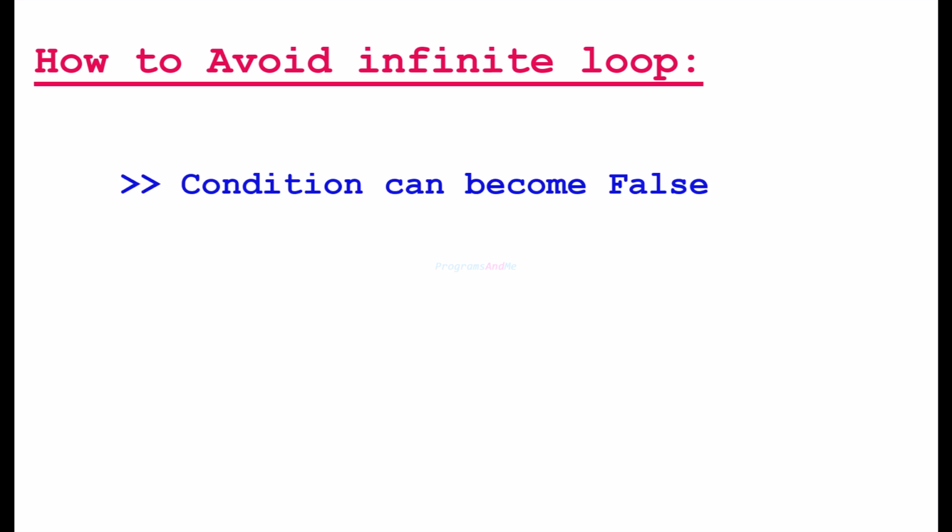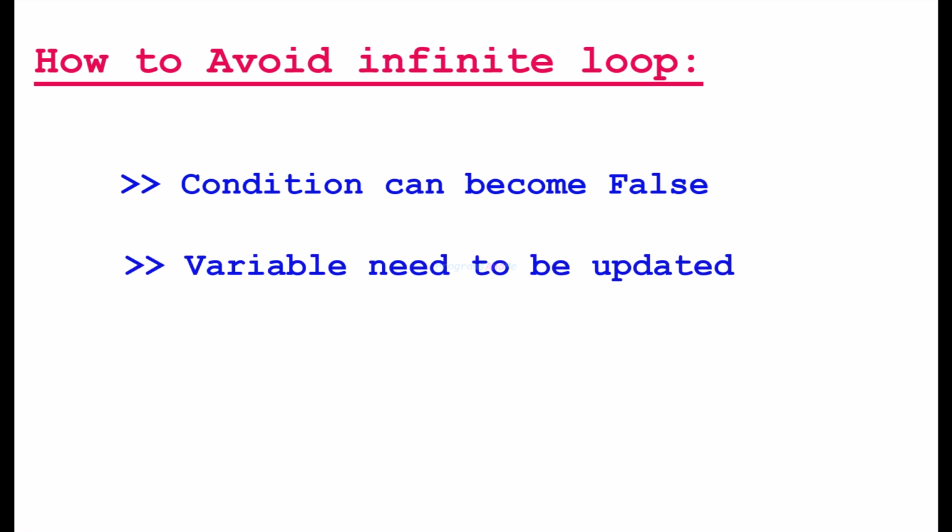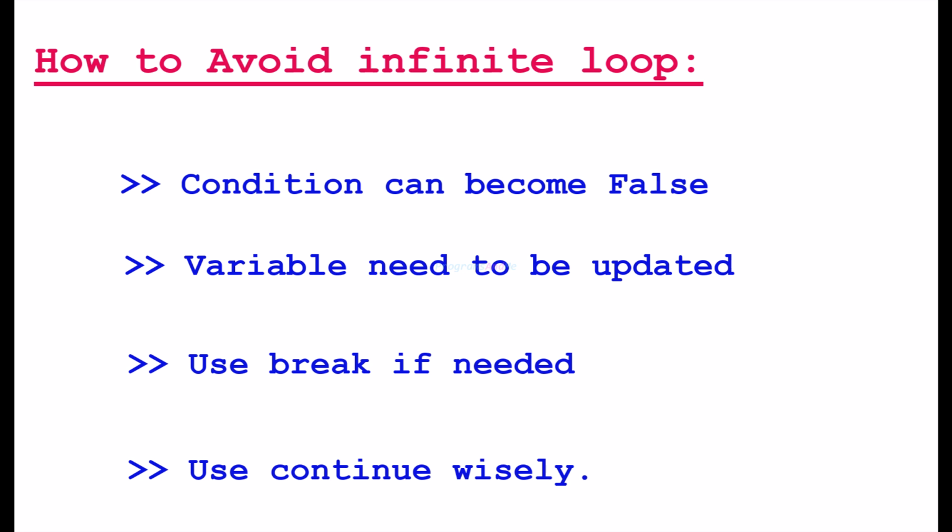Next, how to avoid infinite loop problems. First one is to make sure that the loop condition can become false. We need an updater. Second one, use break as a safety exit. Next, always update the variable used in the condition. And use continue wisely. Okay, so this is about infinite loop problems with the while loop.